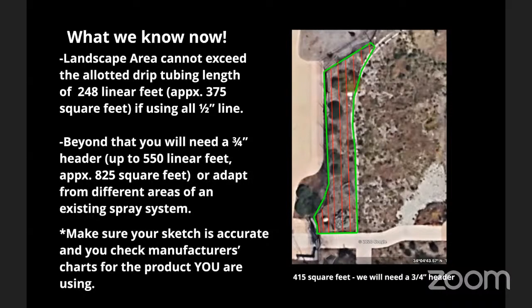So make sure that your sketch is accurate, and then you can check the manufacturer's charts where you can pull this information as well if you're using a different kind of drip line. But that's really the professional way to do it, to understand you are going to have sufficient water supply and that the water is going to be flowing.